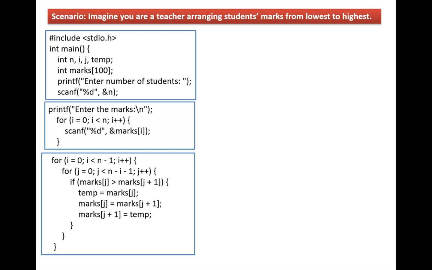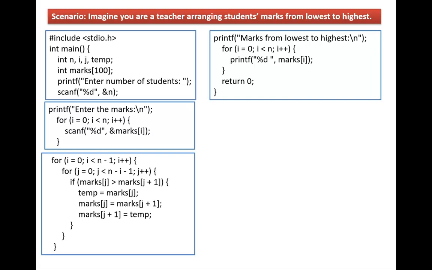So these outer and inner loops, what are the contents inside the inner loop? I am trying to check whether marks of j is greater than marks of j plus 1, and I am swapping. Marks of j is written to temp. Marks of j plus 1 is assigned to marks of j, and temp is assigned to marks of j plus 1. So there will be a big confusion or clarity needed in this part of the code.